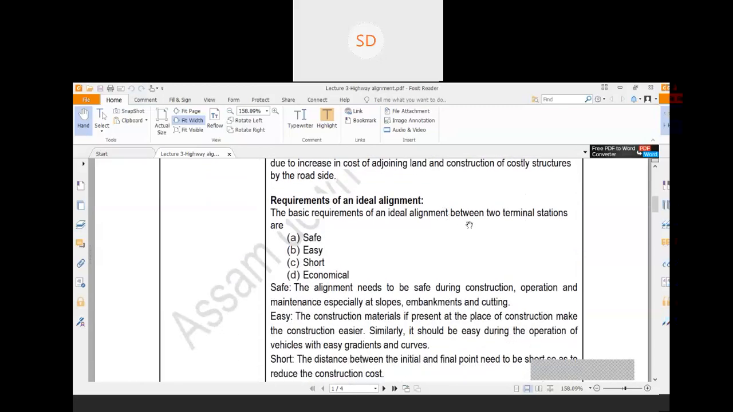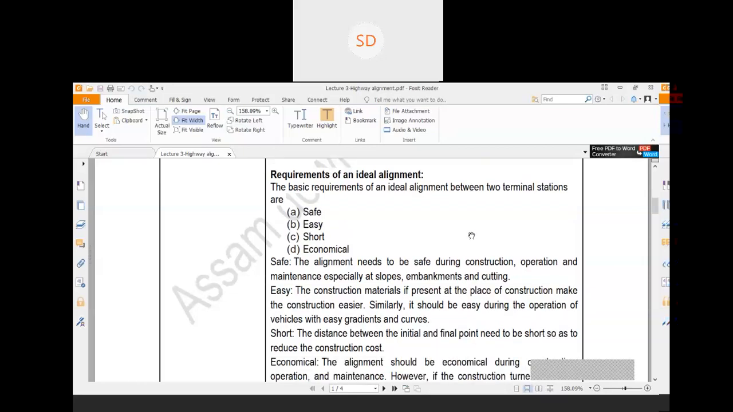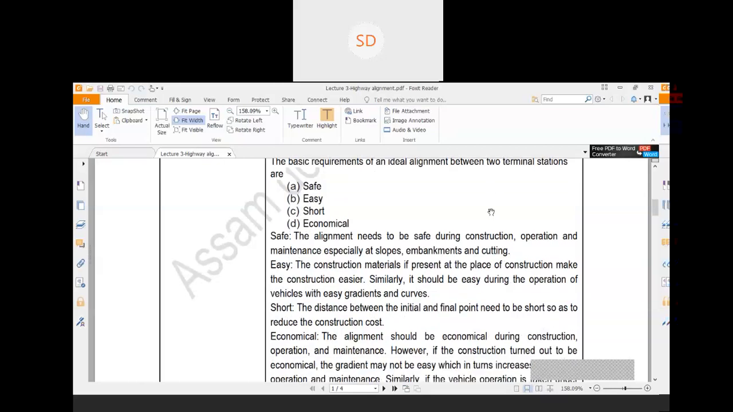Now, there are different requirements of an ideal alignment. It should be safe, it should be easy, it should be short, and it should be economical. Safe is in terms of maintenance, construction, and vehicle operation. For example, suppose in a hilly area you are constructing a road, and that portion of the hill is not stable. In that case, it will not be safe because there are chances of landslides and other factors during the rainy season.